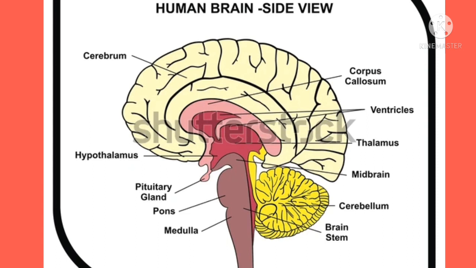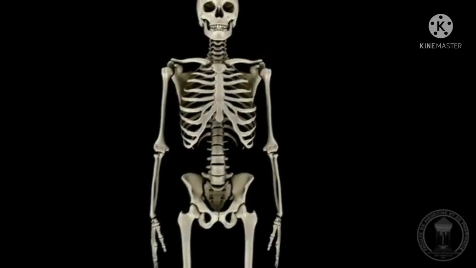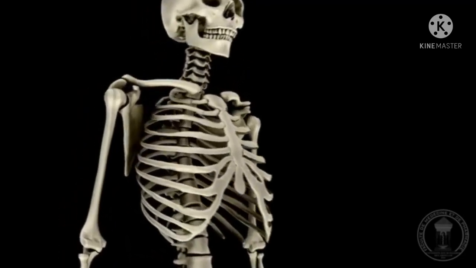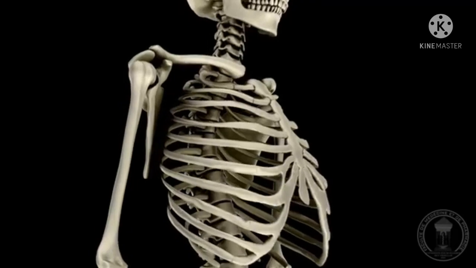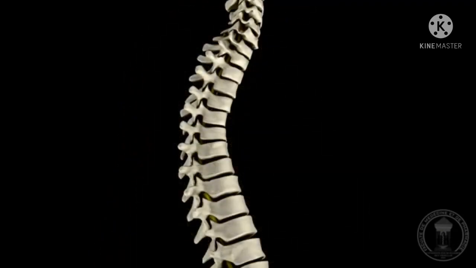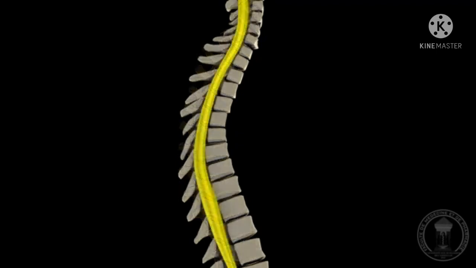Okay. Next we will see the spinal cord. The spinal cord is the continuation of the medulla oblongata. It is a cylindrical structure lying in the neural canal of the vertebral column. Vertebral column means backbone. Yes, we all have a backbone.